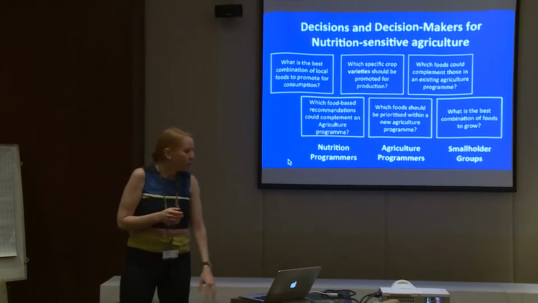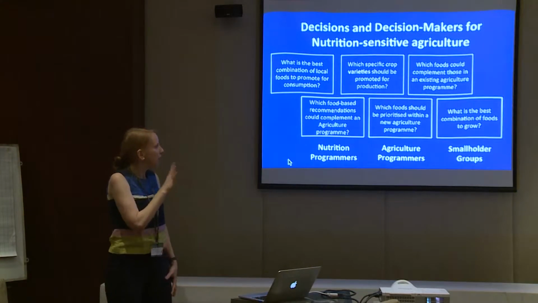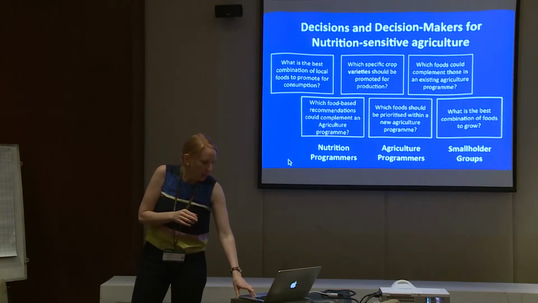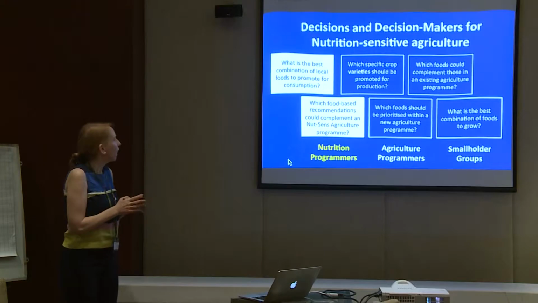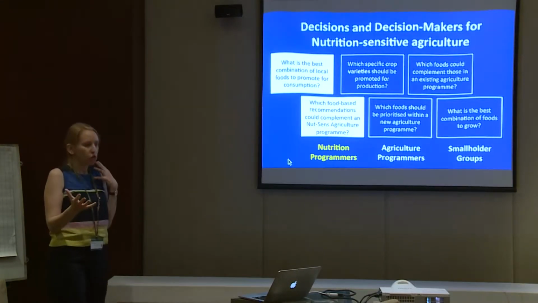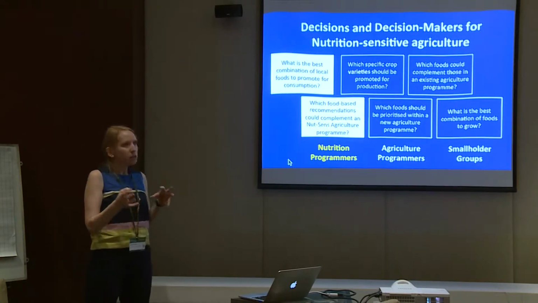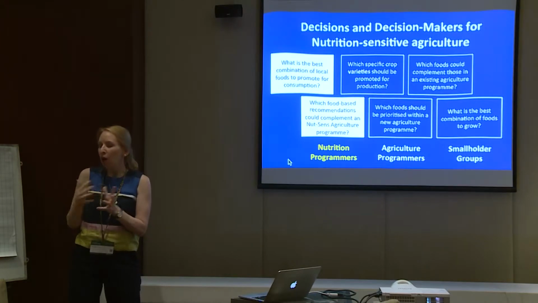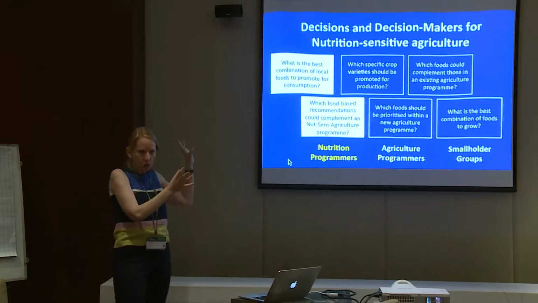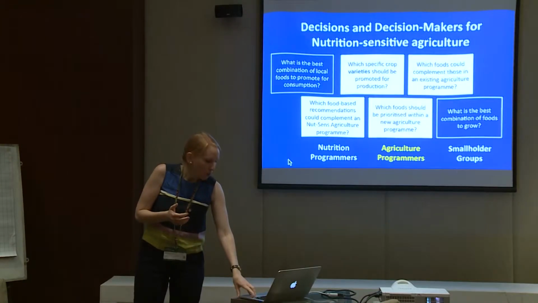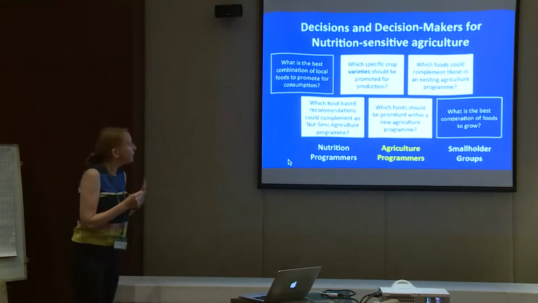Briefly, this is a breakdown, a summary of the decisions that were identified by those decision makers. The nutrition programmers did talk about identifying combinations of food to promote the consumption or to develop recommendations of foods that would complement an agricultural program. So these were the key decisions that nutritionists were involved in when having to select combinations of food. Some of these were also relevant to agricultural programmers.